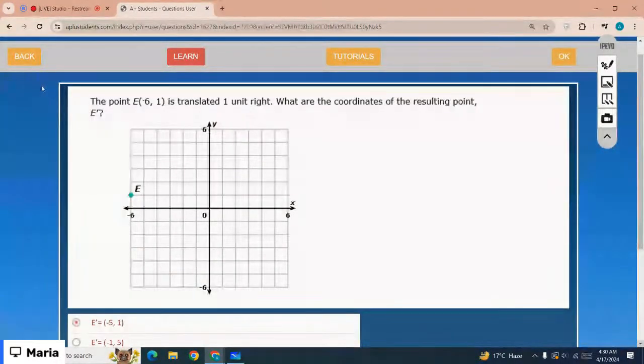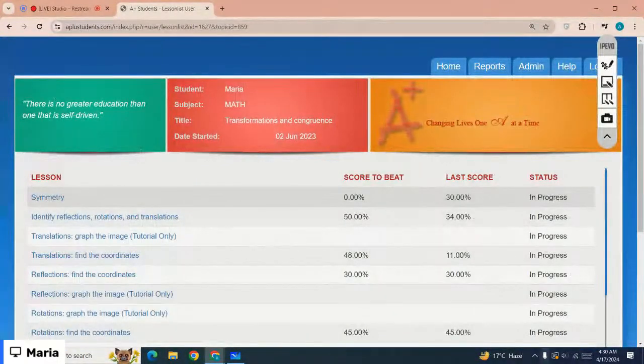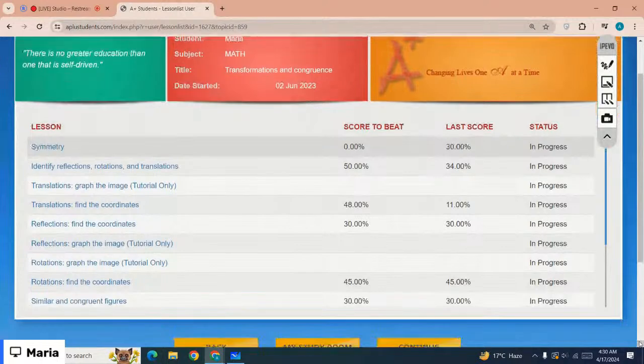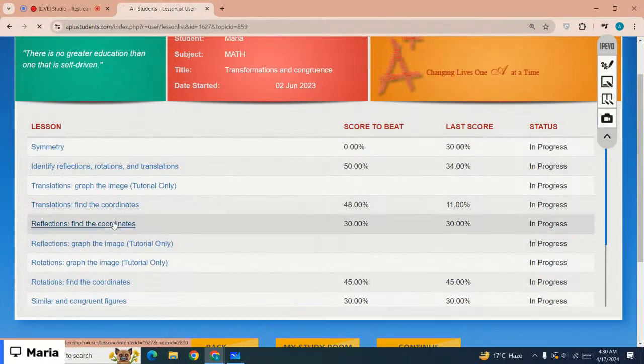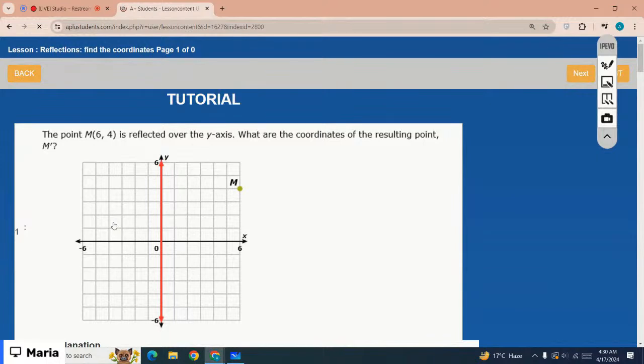Okay, you can complete them by yourself later today. Let me just move on to the next lesson. The next lesson is reflections, find the coordinates. Okay, the point M 6, 4 is reflected over the y-axis. What are the coordinates of the resulting point?